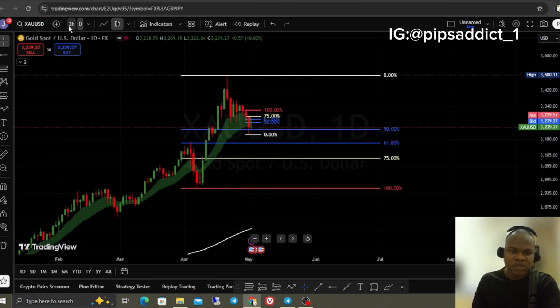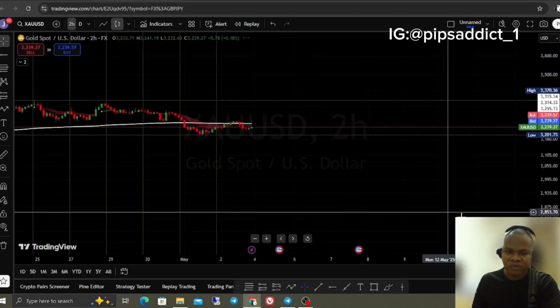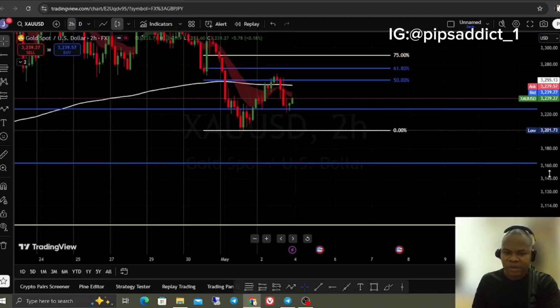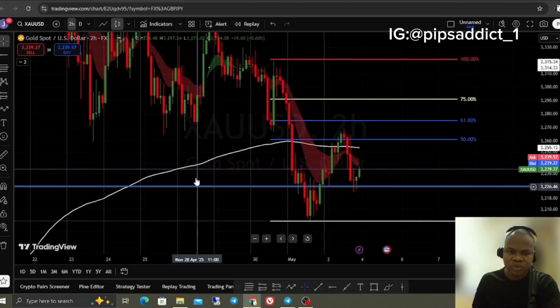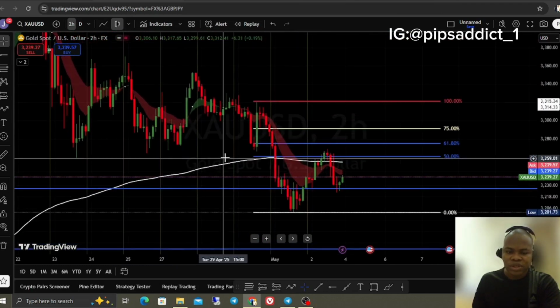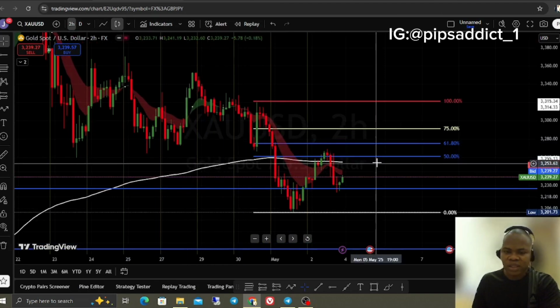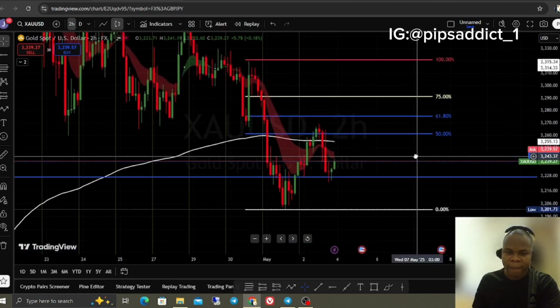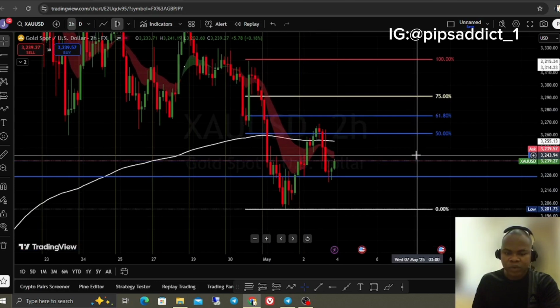Now let's go over to the 2 hour time frame and see what's happening over there. On the 2 hour time frame, we just broke structure to the downside, so the order flow on the 2 hour time frame is a downtrend. So what are we looking for? Are we looking for buys? Are we looking for sells? I usually always respect my 2 hour time frame.